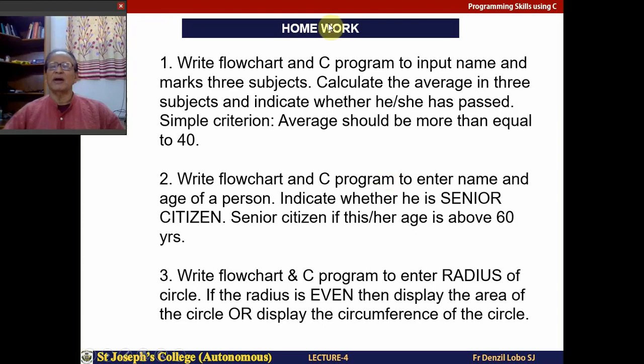That is very important. And with this, I have got homework for you. Kindly go through these 3 problems, write the flowchart and C program for these 3 problems and struggle with that. Then only you will learn.